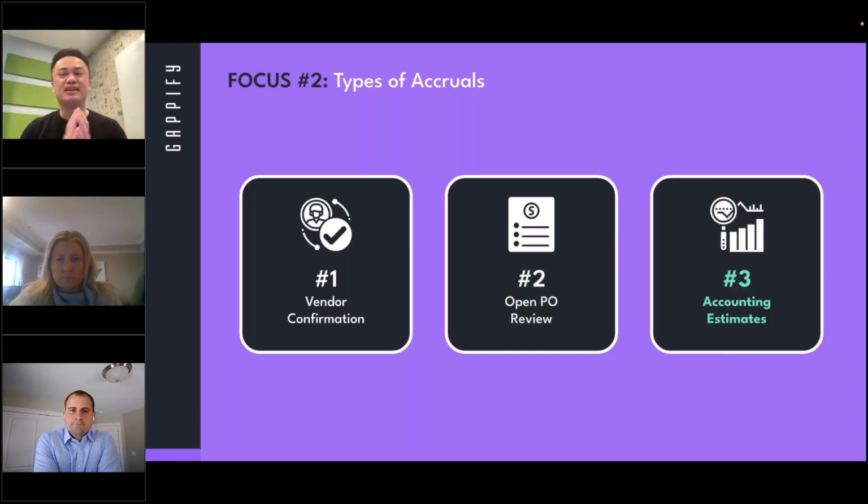And lastly, if confirmations or open PO reviews are not effective or they are not happening, of course, we are still accountable for providing an estimate. So sometimes we just have a spreadsheet that we roll forward, and maybe we know enough about the nature of the spend to be able to put together a quick calculation on what the accrual is. So those are the different types of accruals.